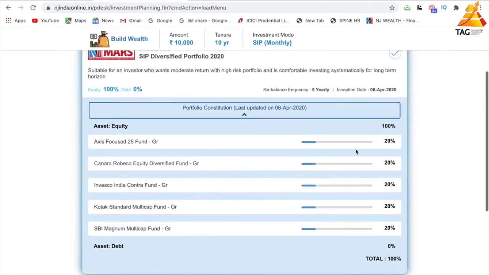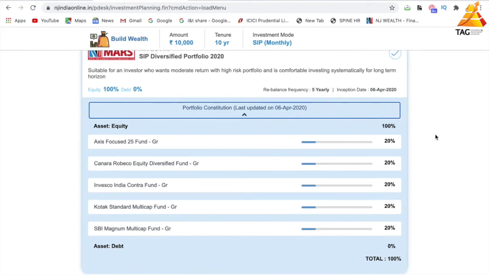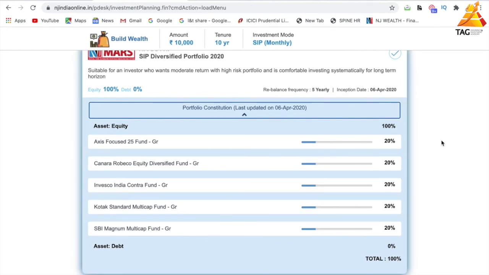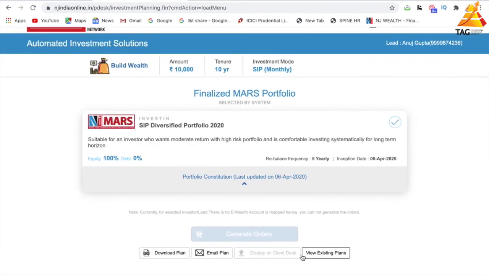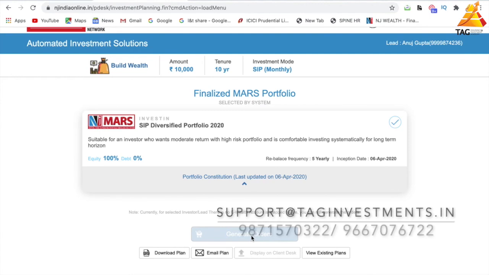Now obviously when we say the rebalancing frequency is 5 years, it doesn't mean that we are going to sit tight. In case there are any major fundamental changes in an underlying scheme, we go ahead and change the underlying schemes. Once this is decided, we finalize the plan and generate the order. At the start I told you, because we had chosen a lead, it's not allowing us to generate the order, but once you are enrolled as an investor with us, we can generate the order and everything becomes automated. This is what we wanted to show under the automated investment solutions.